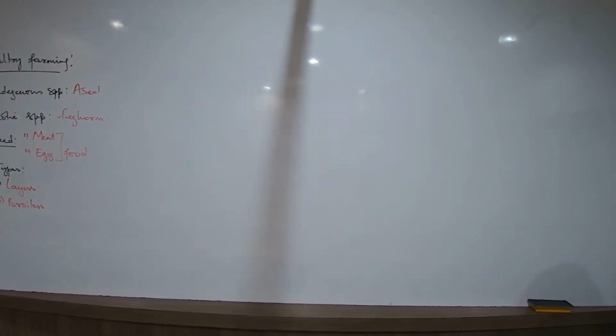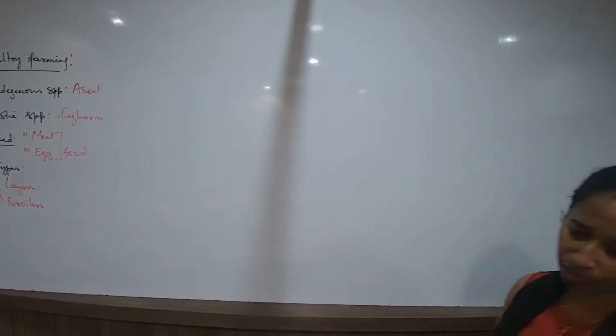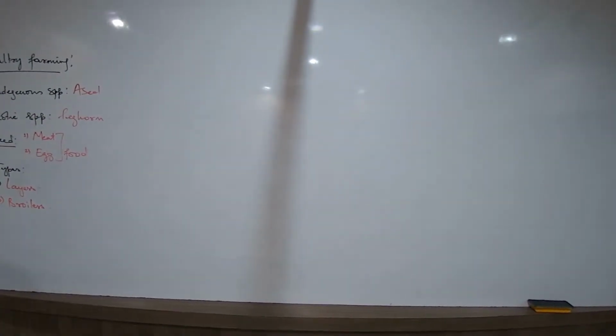Now, let us talk about fish production. The first definition that we are going to talk about is pisciculture. That's a very important definition for 1 mark. Define pisciculture. What is pisciculture?